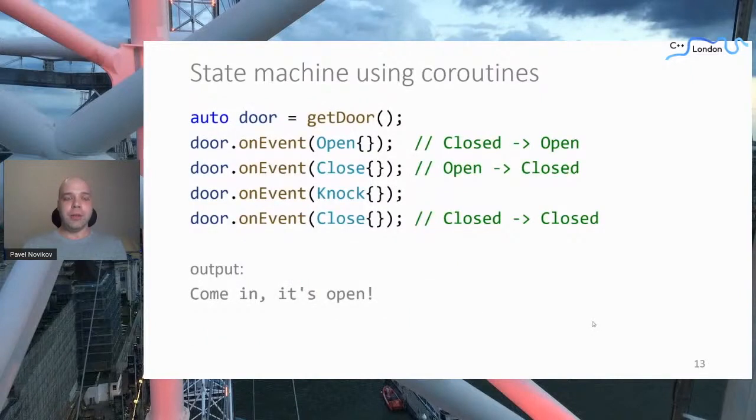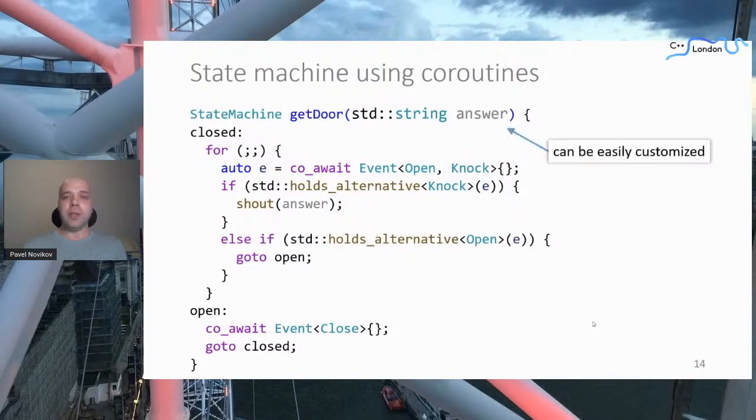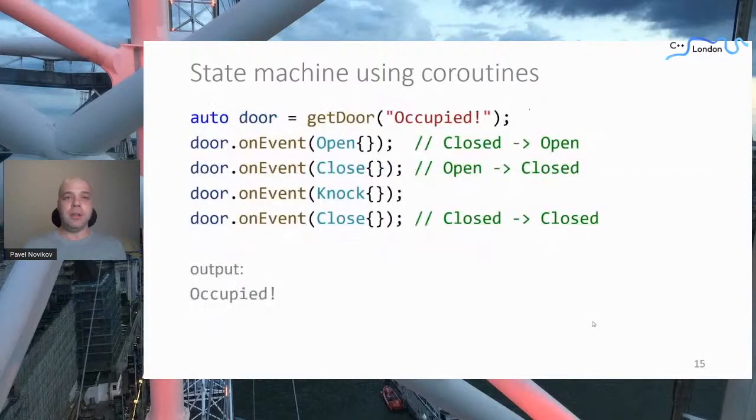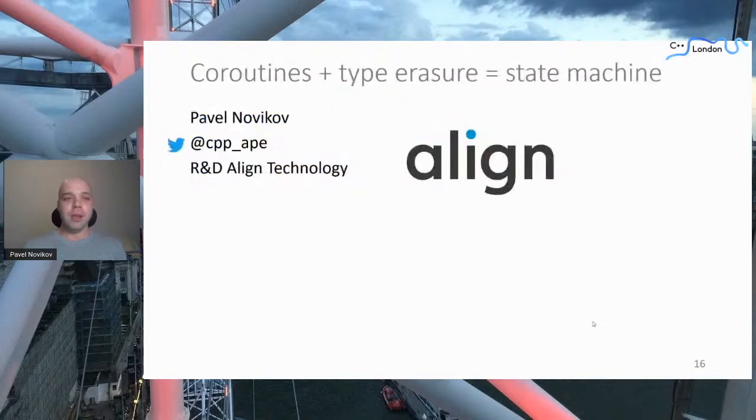And we get a very similar usage example, and we get similar output. Now we can very easily customize our state machine by providing arguments. And here we can use it like that. We just provide a different line and the code is otherwise unchanged, and we get slightly different outputs. And that's all that I have. Thanks.